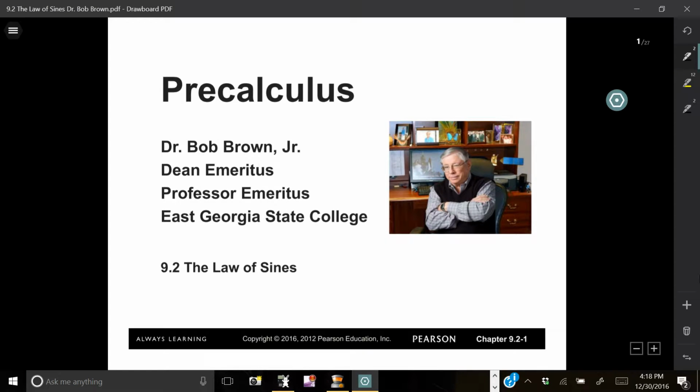In this lesson, we're going to cover 9.2, which is the law of sines. The law of sines is some additional theories in trigonometry that allows us to solve problems involving triangles that are not right triangles.